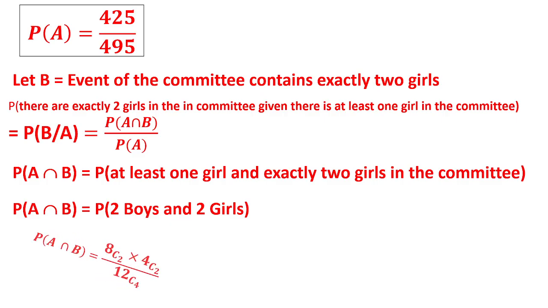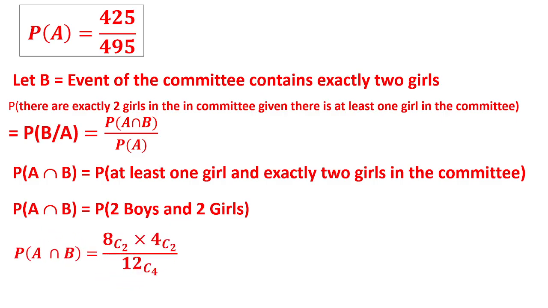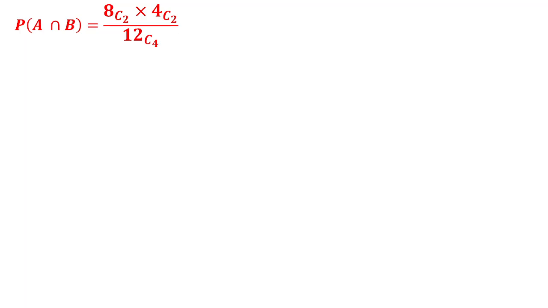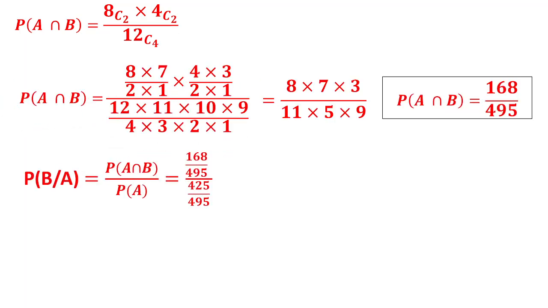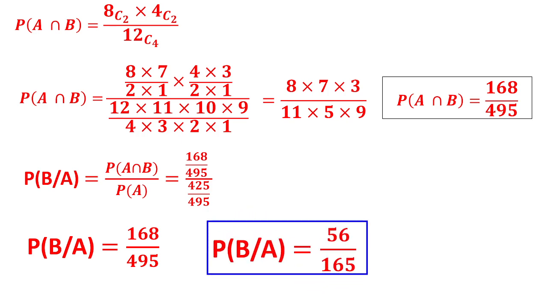Therefore it will be like this. Getting 2 boys from 8 boys and getting 2 girls from 4 girls. Please be careful. If they are not independent, when AND comes, you have to do like this. Now the calculation I am doing gives me 168 by 495. Therefore P of B given A is 168 by 495. When I simplify it, I am getting 56 upon 165.